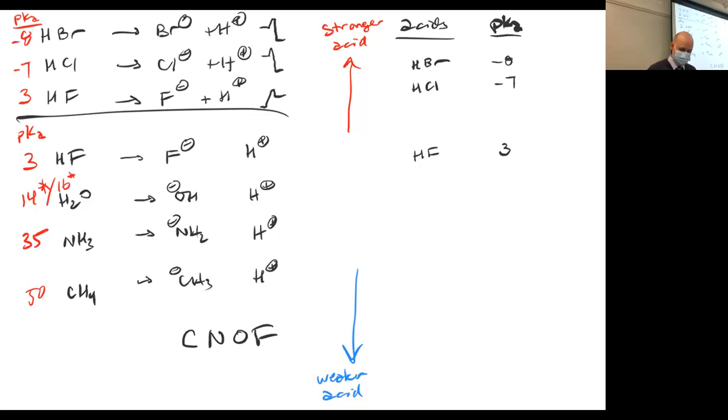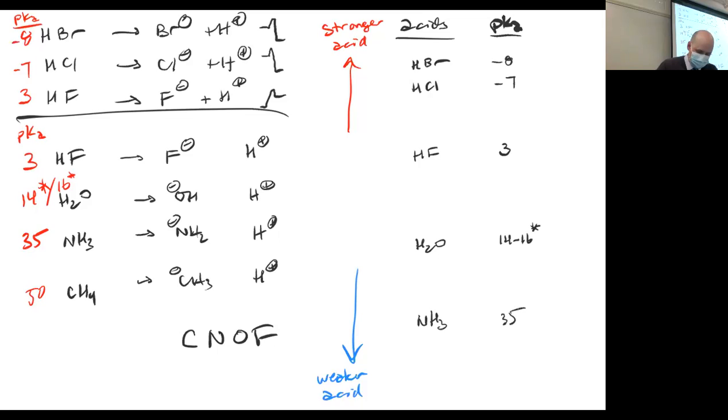But we can put all of these into our chart because this is stuff that we could have compared last semester. So I'll put water right here. Water, once again, I'm going to say 14 to 16 with an asterisk there. It's something like that. NH3 is about 35.